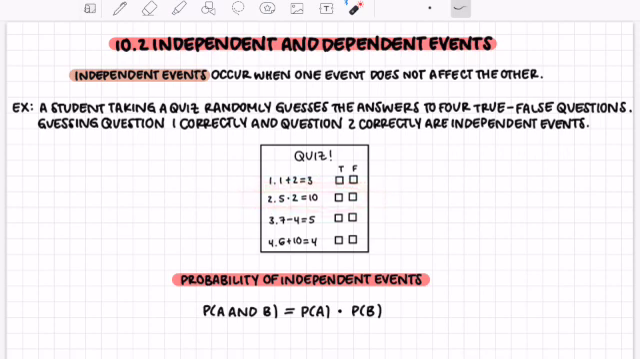Just because I guess this question correct does not mean that that's going to affect the second question that I answer. So in the case of an independent event, all we need to do is find the probability of the first event and multiply it with the probability of the second. And that's it.